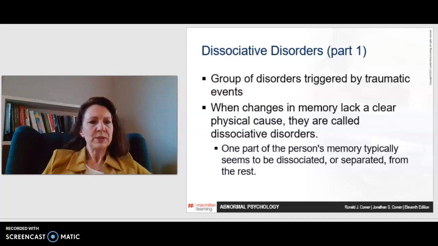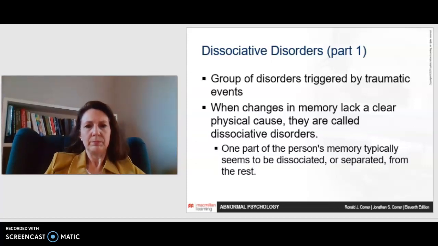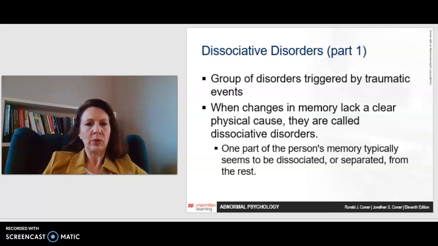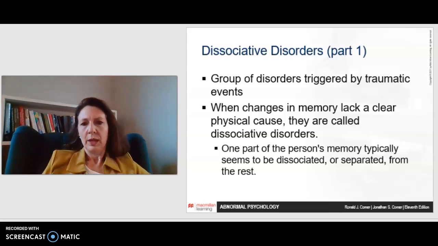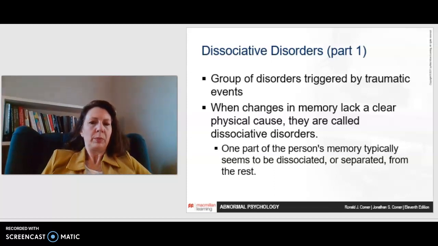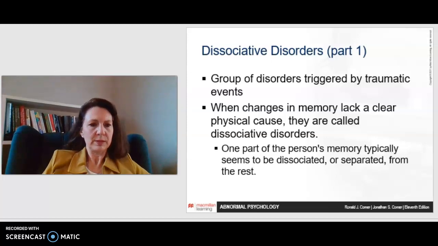So in addition to stress disorders, another type of disorder in this overall category is dissociative disorders. This is a group of disorders that are also triggered by traumatic events. When changes in memory lack a clear physical cause, they are called dissociative disorders, where one part of the person's memory typically seems to be dissociated or separated from the rest.